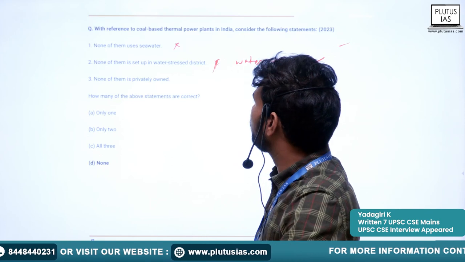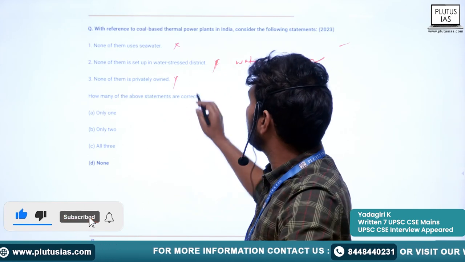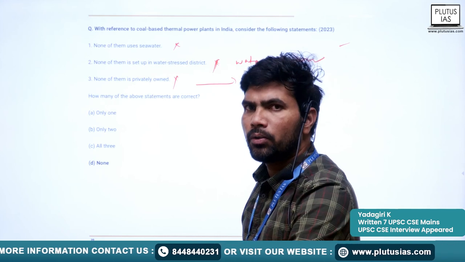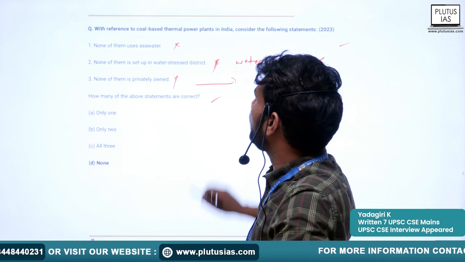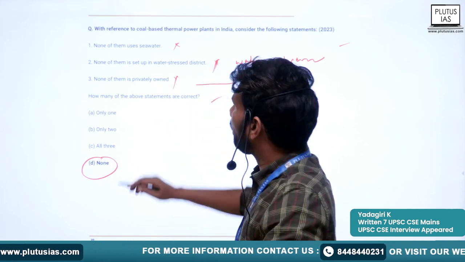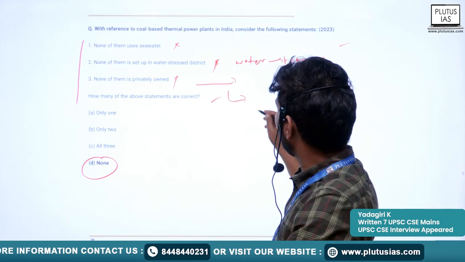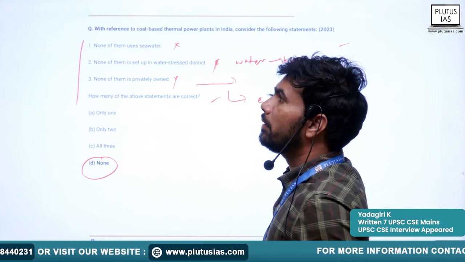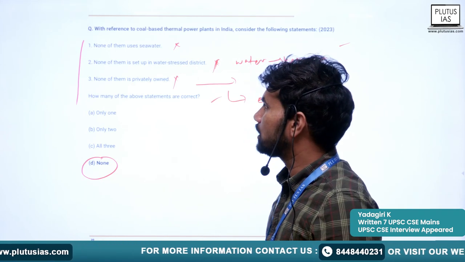Next one is, none of them is privately owned. This is also incorrect. Some of the thermal power plants, especially the latest critical thermal power plants, are being set up in the private ownership, in the private sector. How many of the above statements are correct? So none of the above statements are correct. Option is D. So apart from the industry, you have to be conscious about some of the environmental aspects of the thermal power stations. Then only you will be in a position to answer this question.